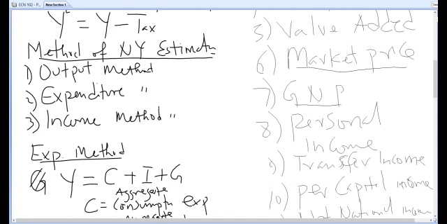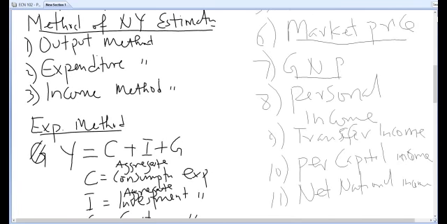Then we have personal income. Personal income has to do with the income earned by persons, individuals. This has to be current income of households or persons from all sources, which include receipts such as transfer payments for which no productive service is provided by the recipient. So personal income has to do with income earned by households.